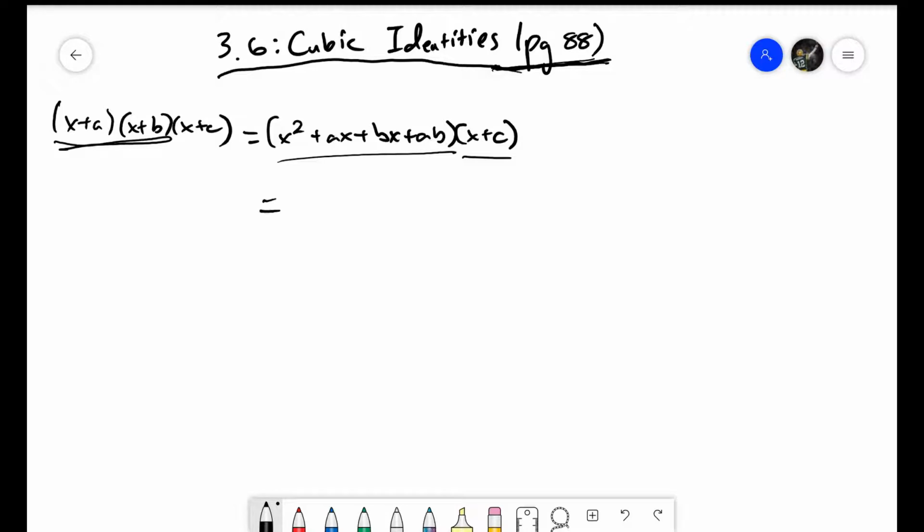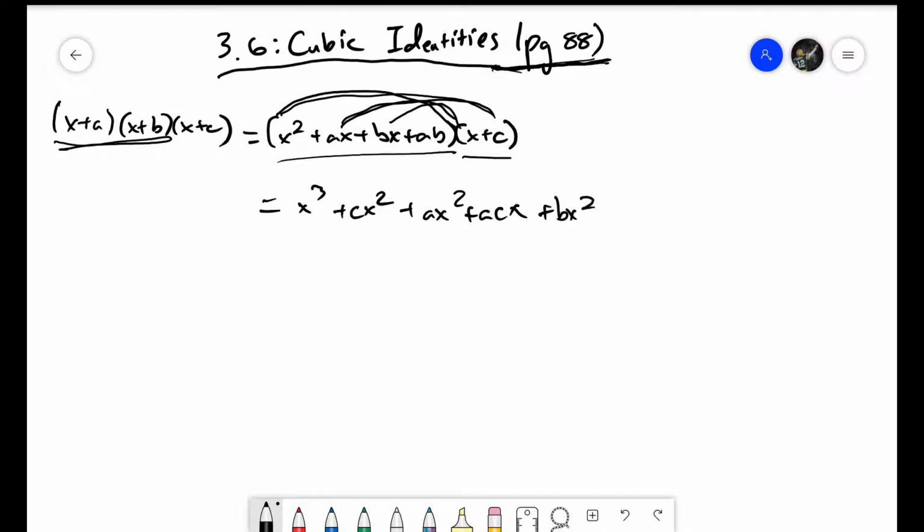So that gives x squared times x is equal to x cubed. X squared times c is equal to cx squared. Ax times x is equal to ax squared. Ax times c is equal to acx. Bx times x is equal to bx squared. Bx times c is equal to bcx. Ab times x is equal to abx. And finally, ab times c is equal to abc.